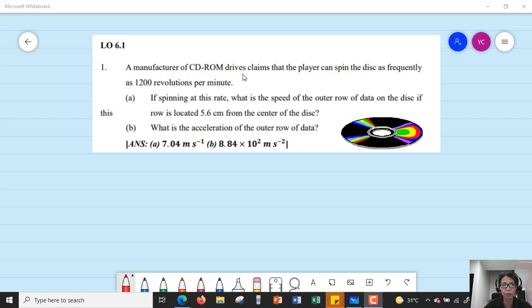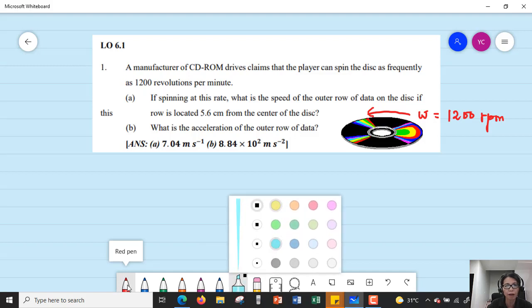Manufacturers of CD-ROM drives claim that the player can spin the disk as fast as 1200 revolutions per minute. So it means that this CD is spinning at an angular velocity of 1200 revolutions per minute, RPM. If spinning at this rate, what is the speed of the outer row of data on the disk if this row of data is located 5.6 centimeters from the center of the disk?